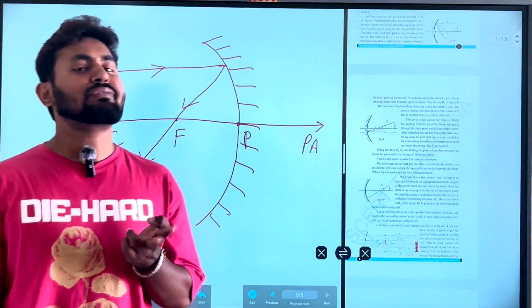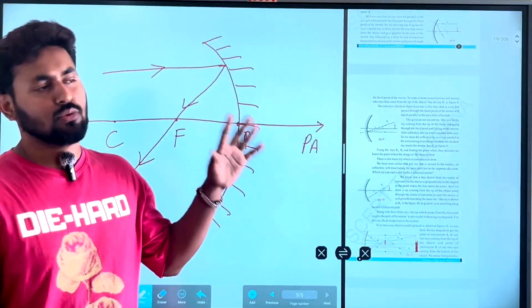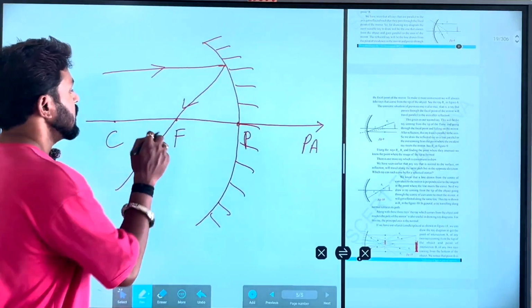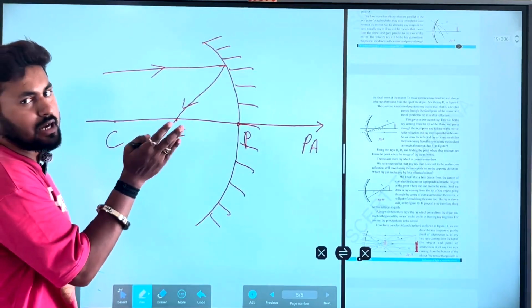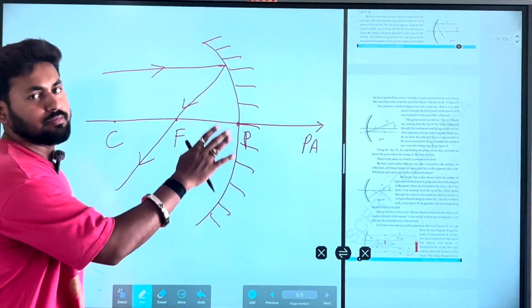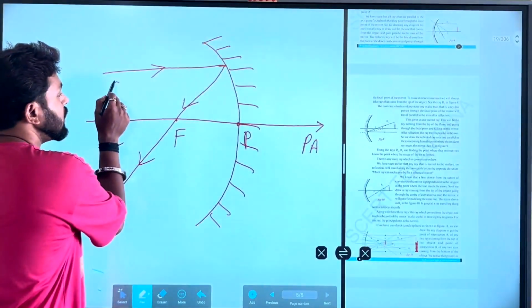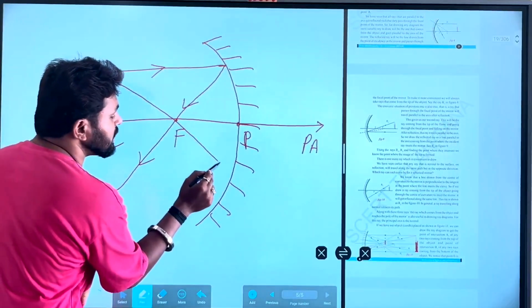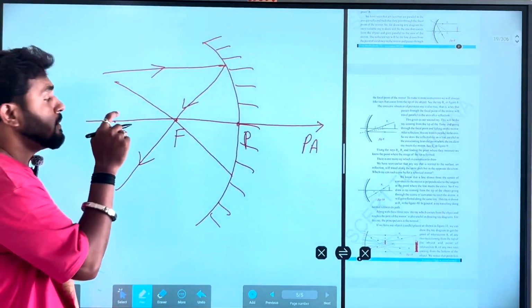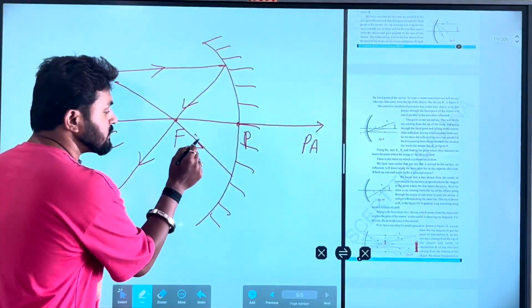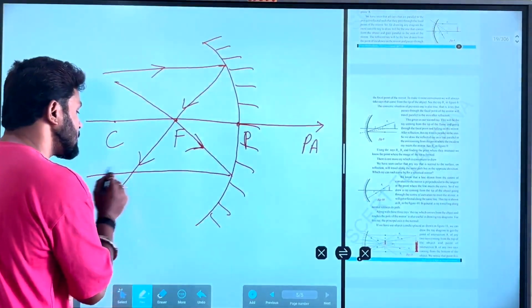Now the second rule that we have is the vice versa of the same, the opposite of the same. Let me draw it here so that you will understand it. I'll draw it again in a new diagram on a new page. The second rule says that if a ray of light coming from infinity passes through the focus, after striking the mirror, it will be parallel to the principal axis.